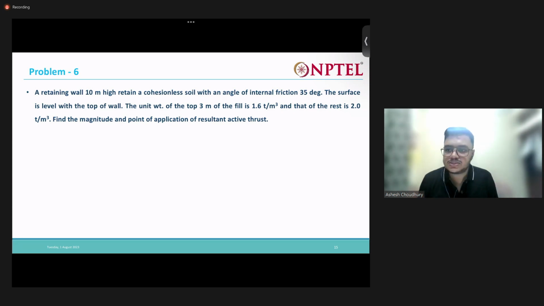Okay, so the first problem is a very basic problem. Here a retaining wall 10 meters high retains a cohesionless soil with an angle of internal friction of 35 degrees. The surface is level with the top of the wall. The unit weight of the top 3 meters of the fill is 1.6 ton per meter cube, and that of the rest is 2 ton per meter cube. We need to find the magnitude and point of application of the resultant thrust. Right. Okay.